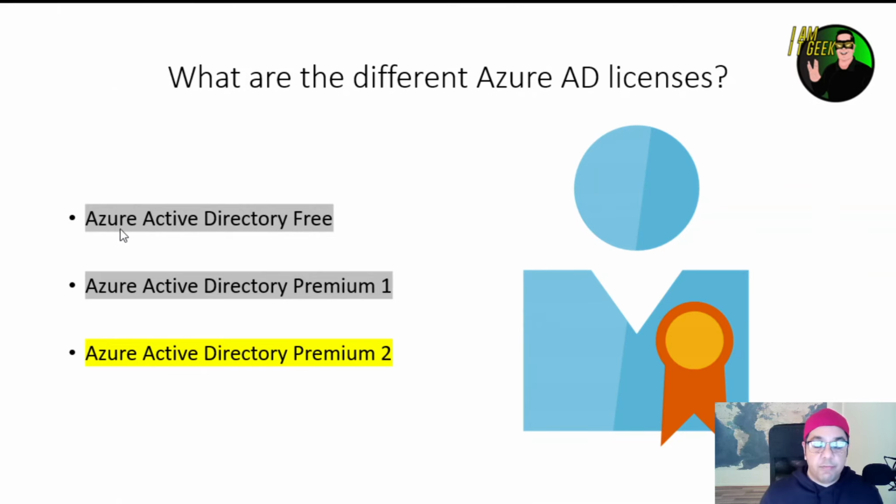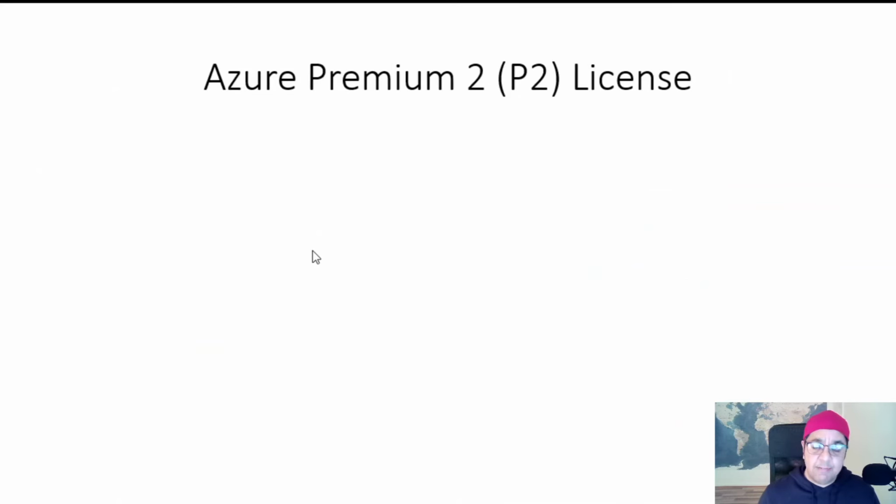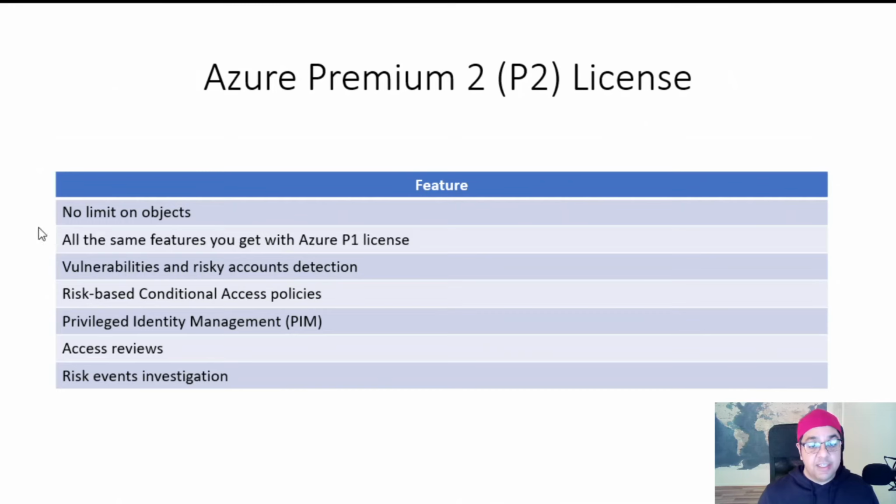So we've covered Azure AD free license. We've covered the Azure AD Premium 1 license. So I just want to quickly cover the third one, which is Premium 2 or P2 license. And again, similar sort of table format here. As you can see, there's a lot less features in here, but it doesn't mean they're any less important.